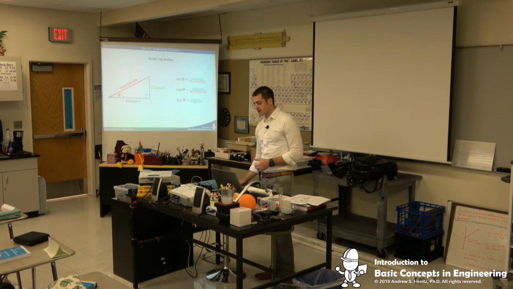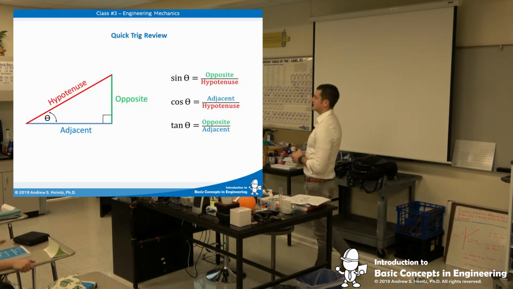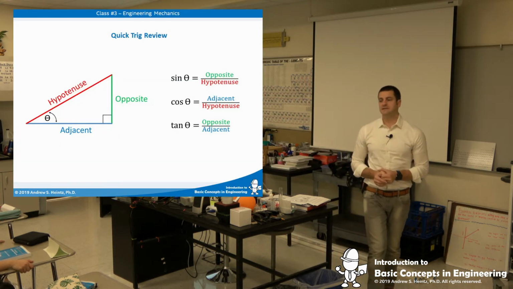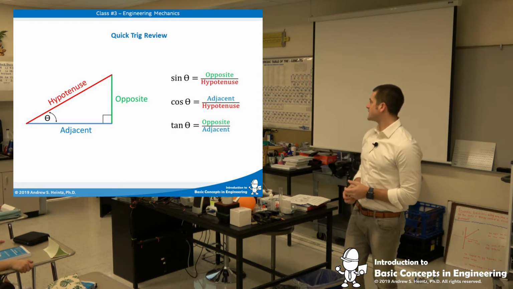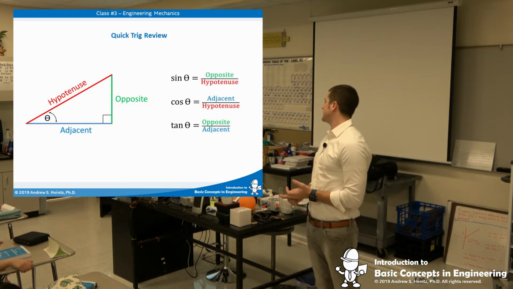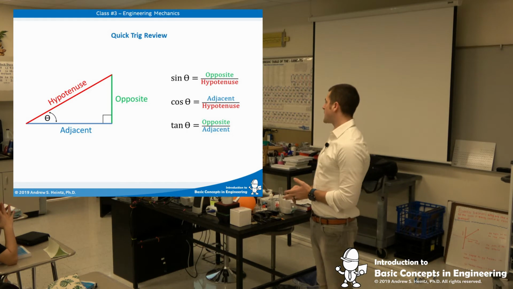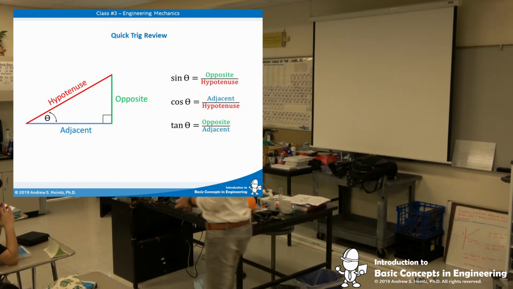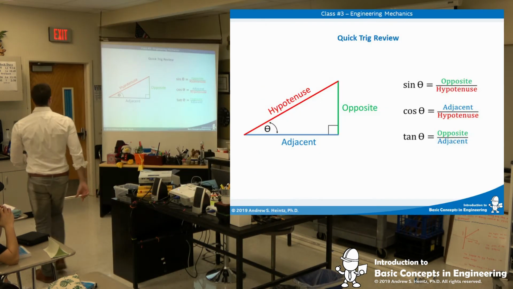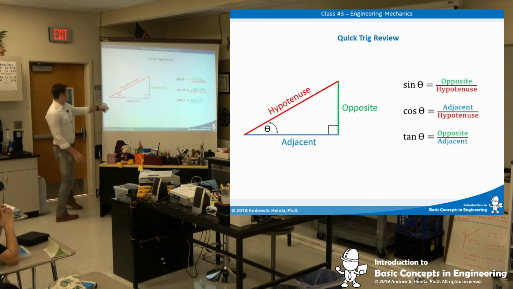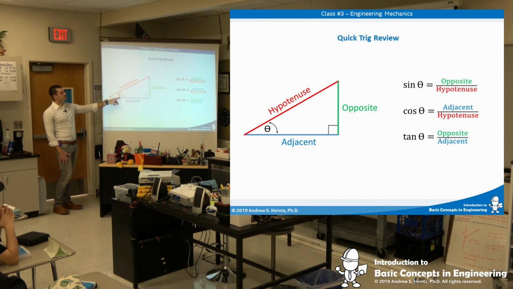All right, a little silly review just before we do this. Who remembers SOHCAHTOA? Sine equals opposite over hypotenuse. Cosine equals adjacent over hypotenuse. And tangent equals opposite over adjacent. And that's if we're talking about this angle. What's this? Theta, right? Theta is the angle.